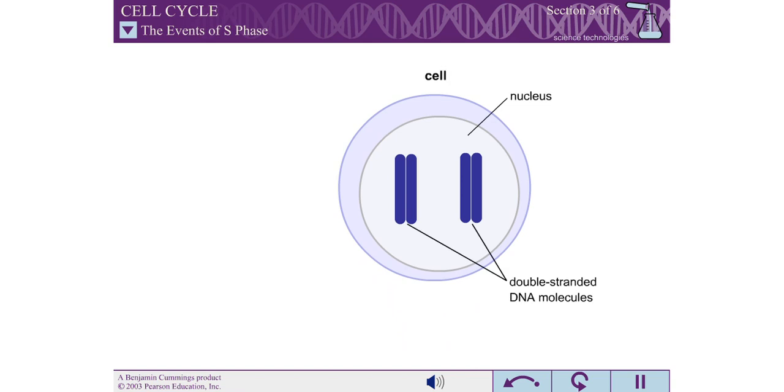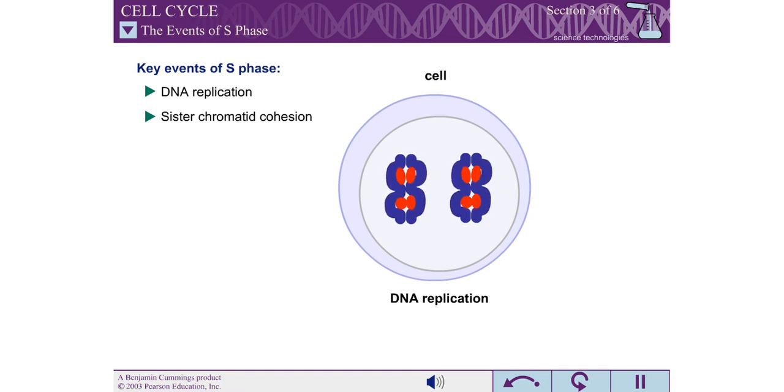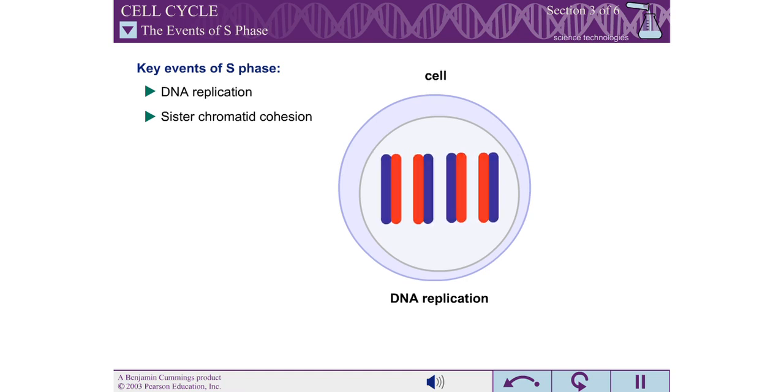Before a cell can divide, it must replicate all of its DNA. This replication occurs during the S phase of the cell cycle. Two key events occur during S phase: replication and sister chromatid cohesion. During replication, the cellular DNA replication machinery duplicates each DNA molecule. Each resulting DNA molecule is called a chromatid, and the pair of duplicated DNA molecules are called sister chromatids. The sister chromatids are held together through a process called sister chromatid cohesion. The protein complex that links the sister chromatids together is called cohesin.